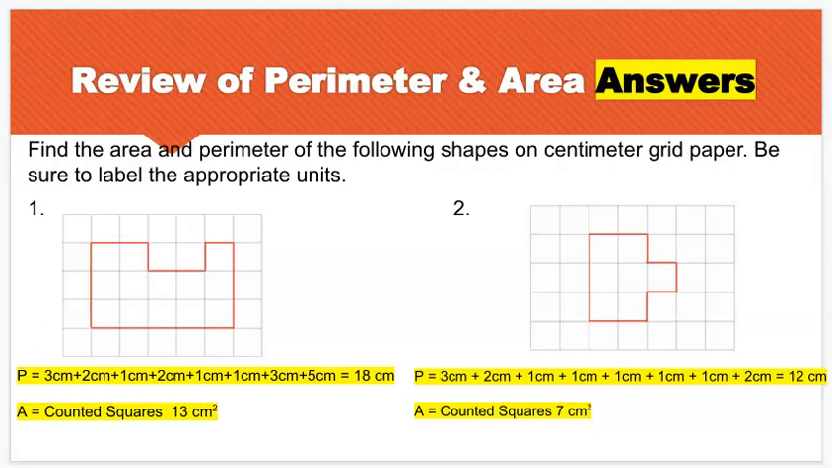Again, we could use the counting squares technique to find the area. We would get 7 square centimeters. Or we could use the larger rectangle and subtract, or we could split this into 2 shapes and then add those 2 together. Whatever strategy, as long as you get 7 square centimeters.